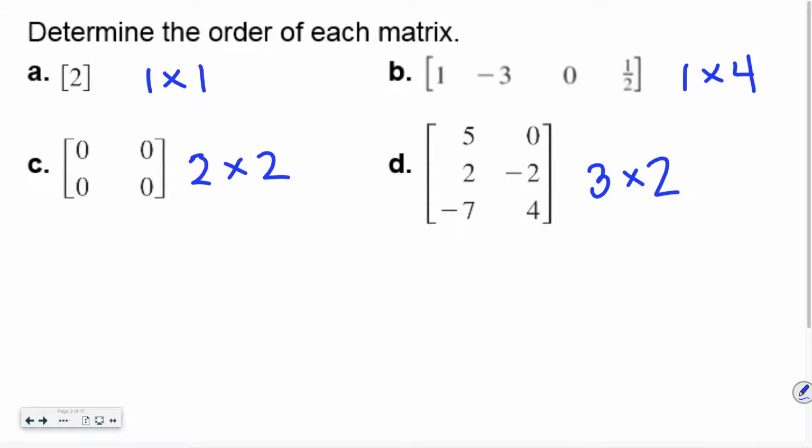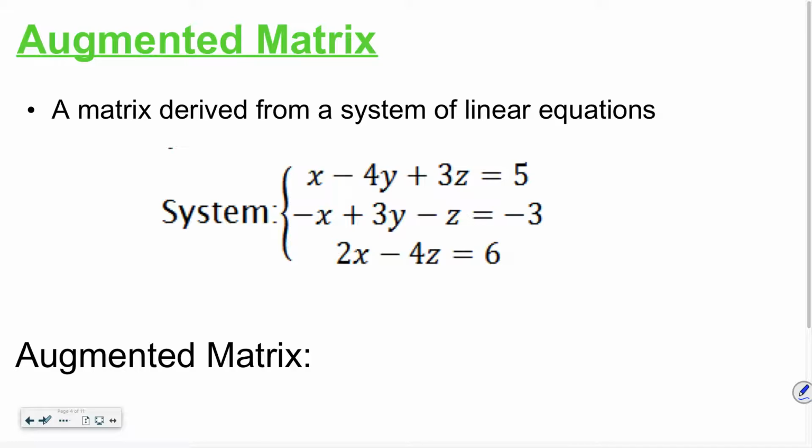Okay? The first thing that we're going to talk about is an augmented matrix. And an augmented matrix is a matrix derived from a system of linear equations. Did we just do a bunch of work in solving that? We did, right? Okay. So take a moment and write down the definition with this system of equations, and then I will show you what an augmented matrix is from this particular system.